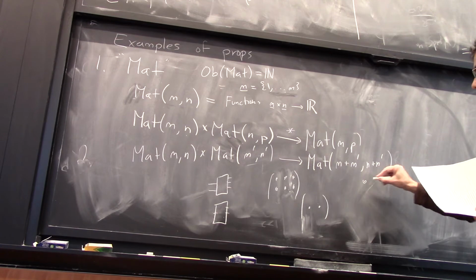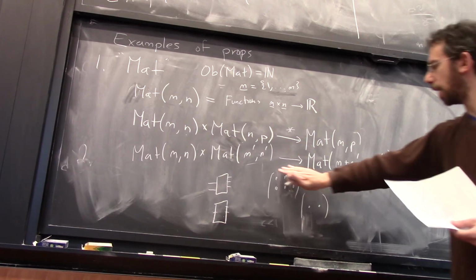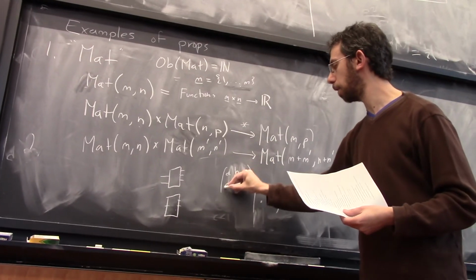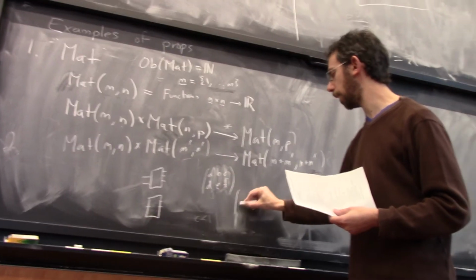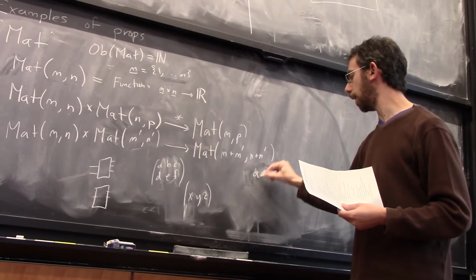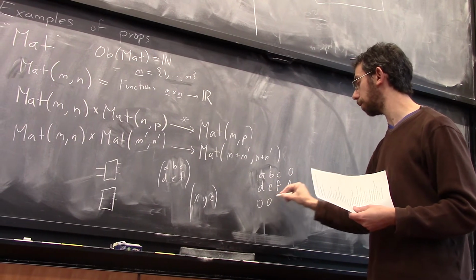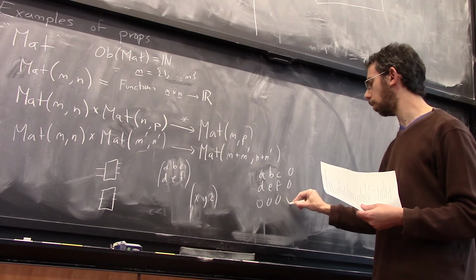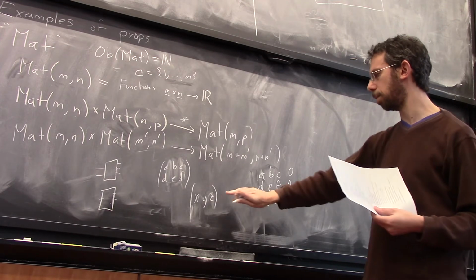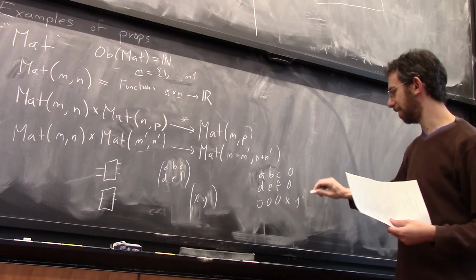Yeah. So let's say this is A, B, C, D, E, F, and X, Y, Z. You go A, B, C, D, E, F, 0, 0, 0, 0, 0. Oh, X, Y, Z. Why are there so many? I don't know. X, Y, 0, 0.